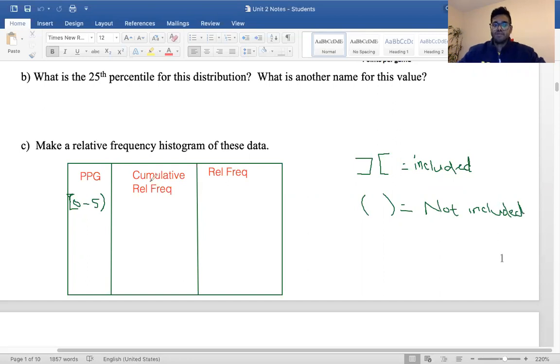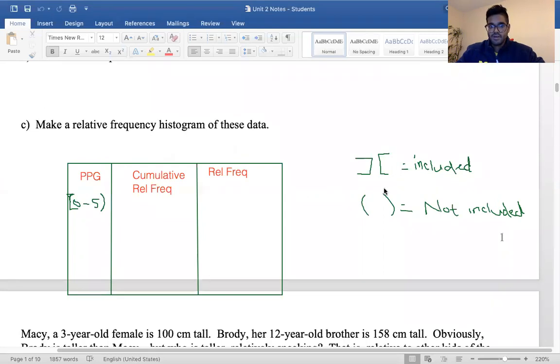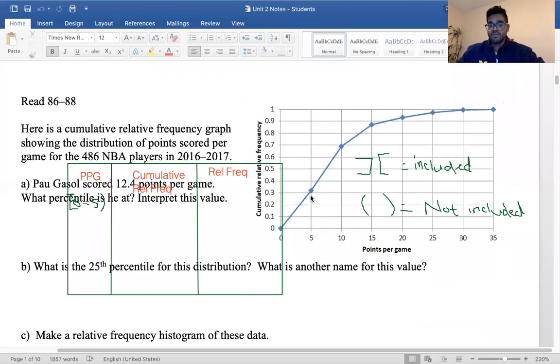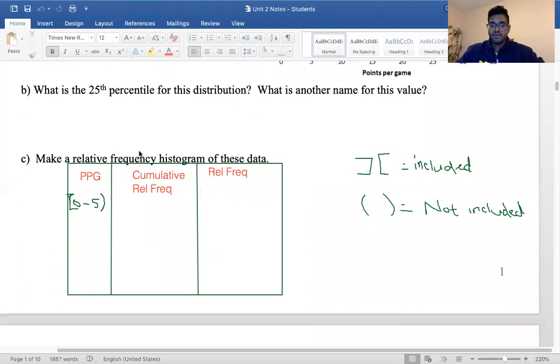Okay, and you're going to see why I'm doing that here in a second. So we'll go from 0 to 5, but not including 5. So that's going to be like 4.9999999, right? And so that cumulative frequency, if I go back up to the graph, from 0 to 4.99999, that's basically 30%. Basically 30% of my data is going to be there. So it's just 30%. Okay, and then relative frequency is still just 30%.